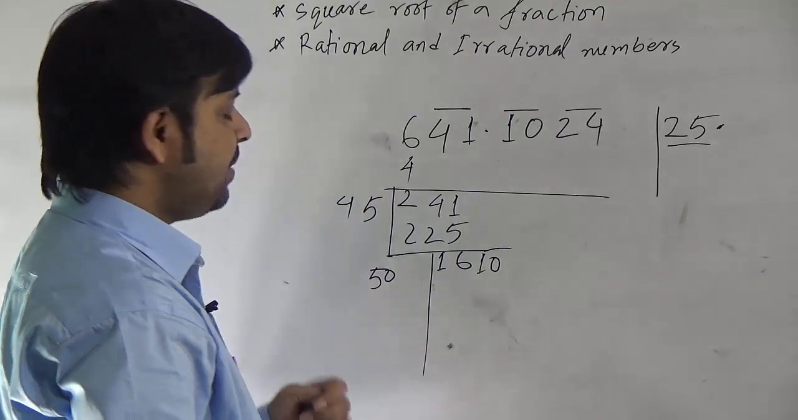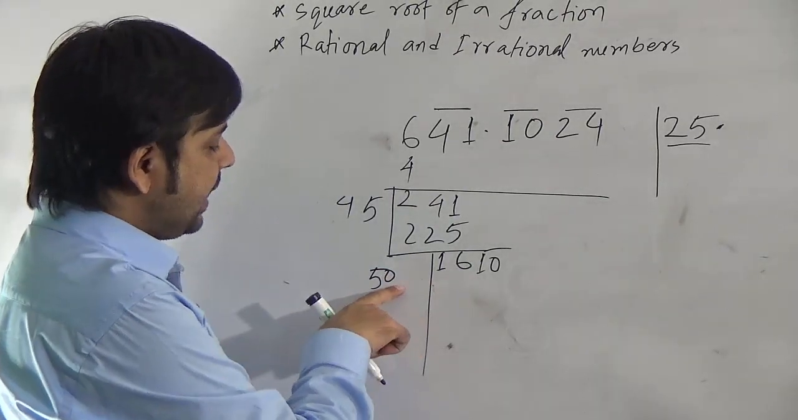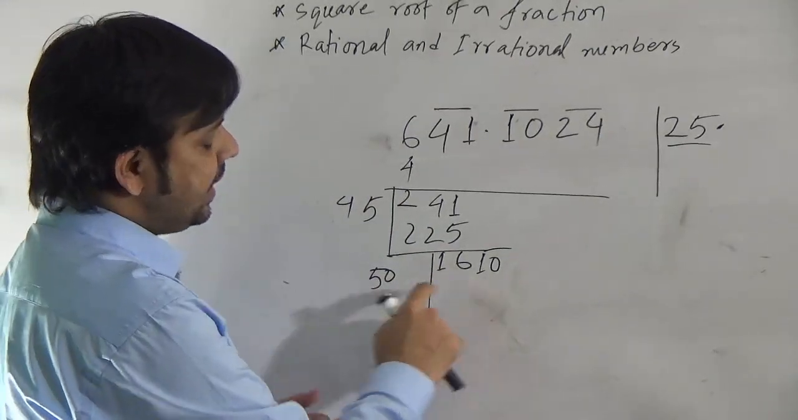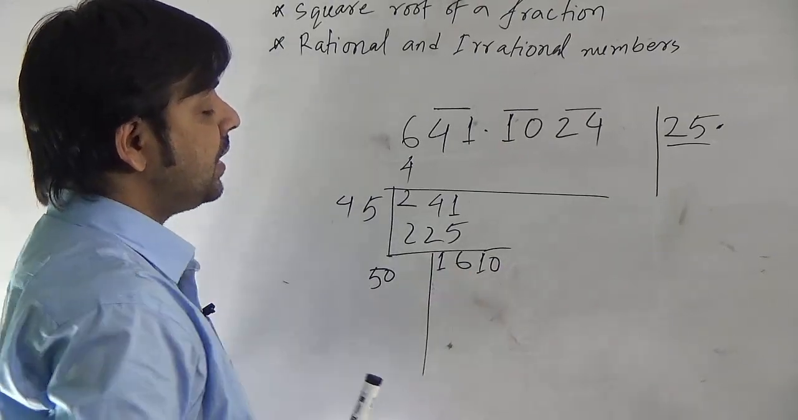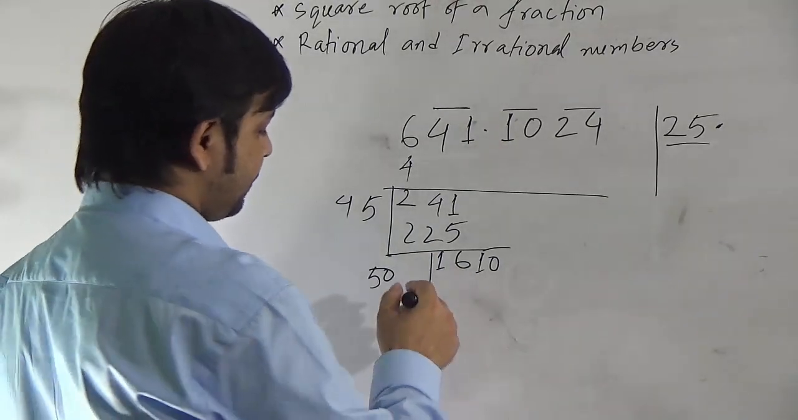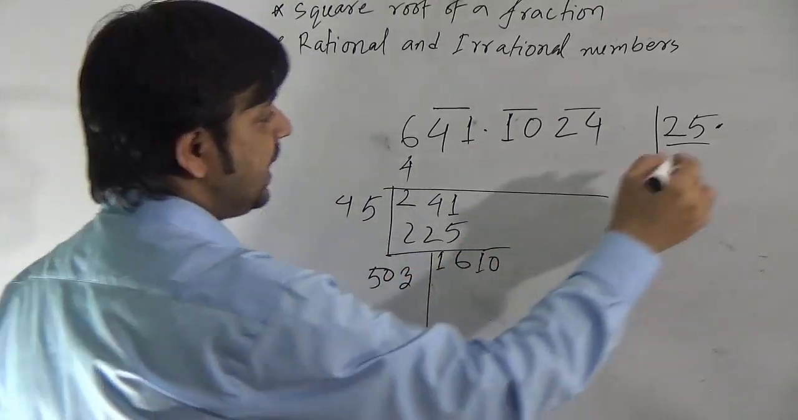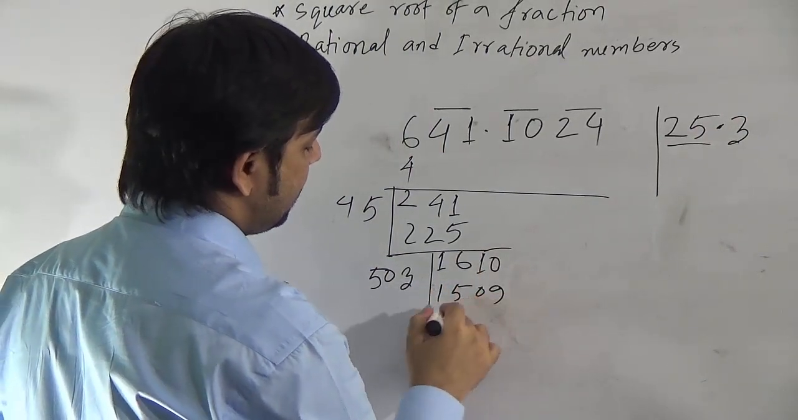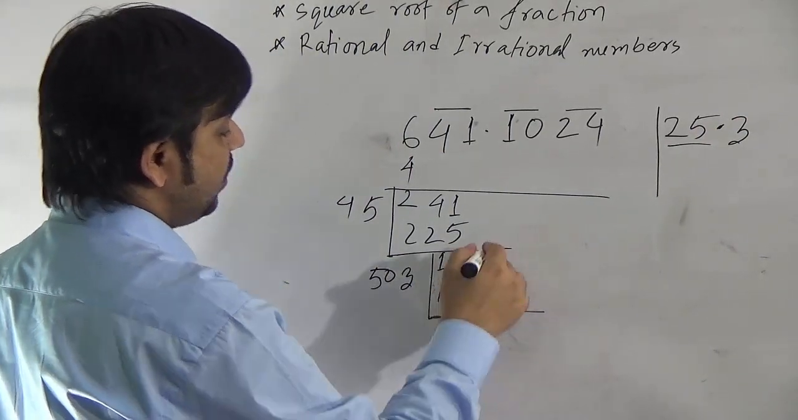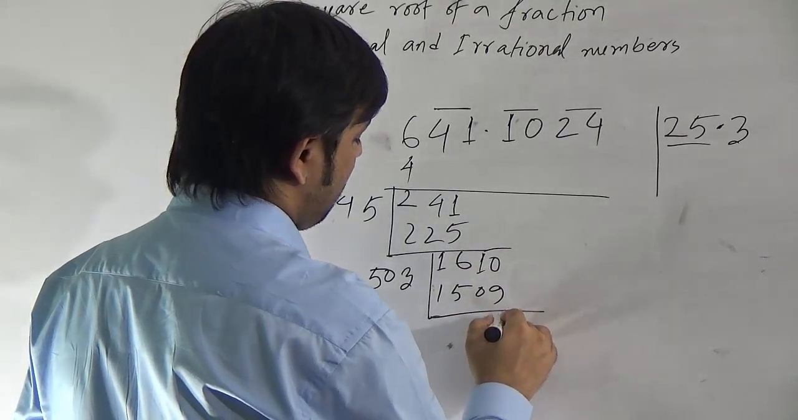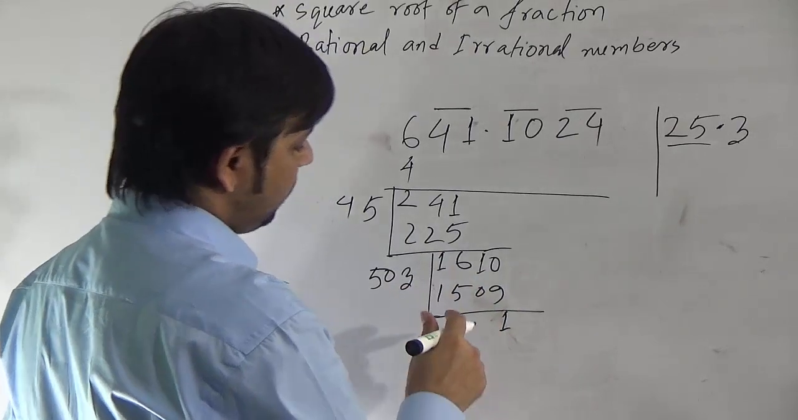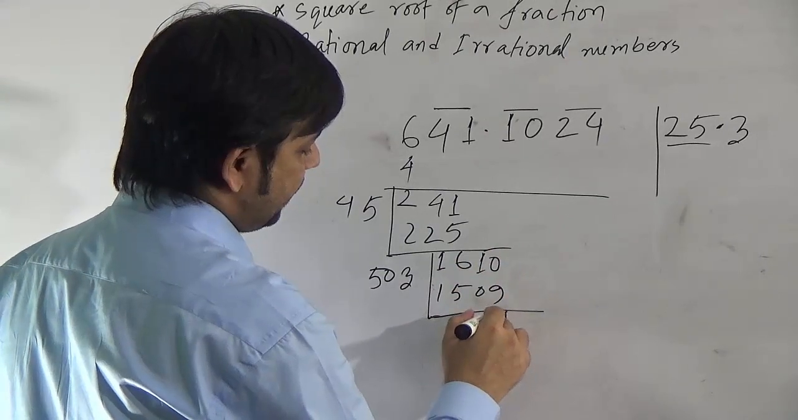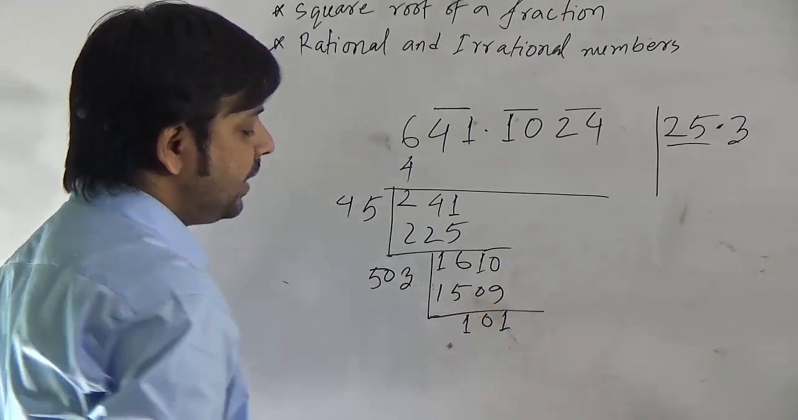Now how many times can we take? Check. If we put here any digit, this will be 500 something, and as here is 1610, it means near to take 3 times. Now it will be 1509. Now subtract, what will you get? 1 here, and then 0 here, and then 1 here, 101.